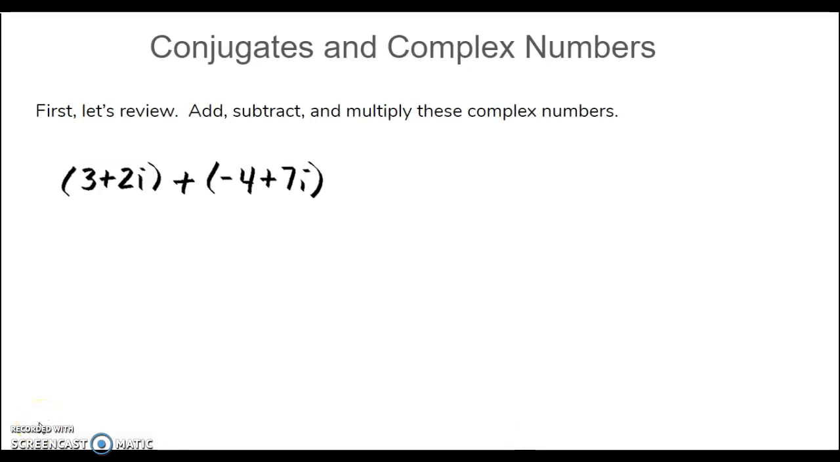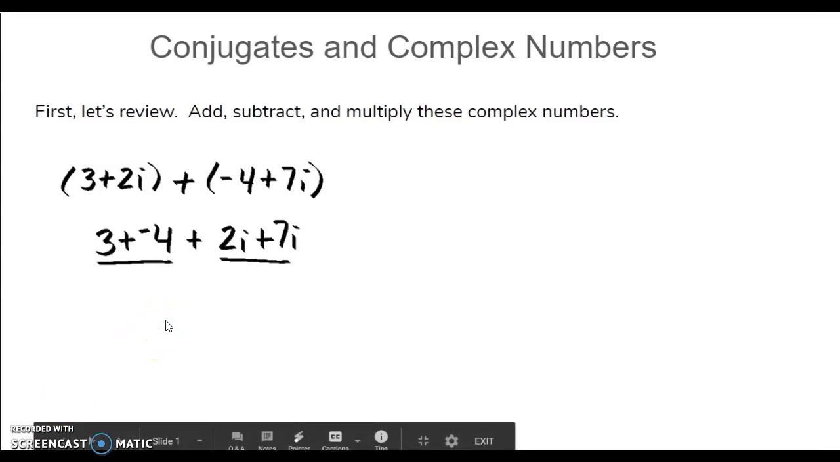Today we're going to talk about conjugates and complex numbers. But before we get to whatever a conjugate is, let's review how to add, subtract, and multiply complex numbers. So let's go ahead and add 3 plus 2i plus negative 4 plus 7i.